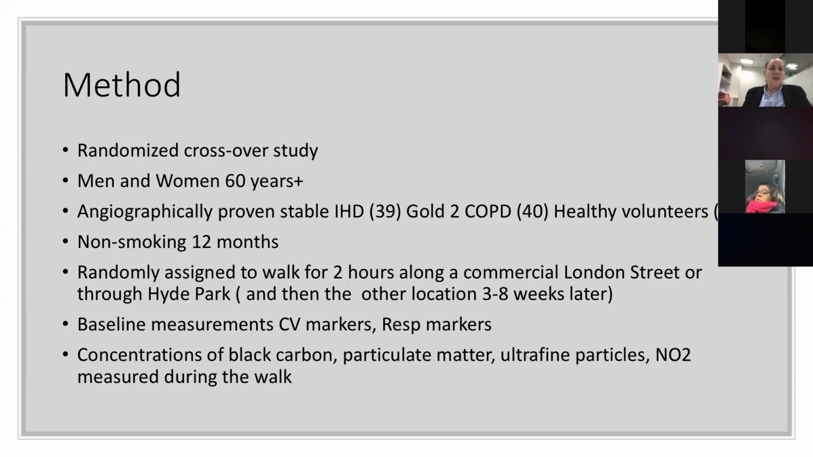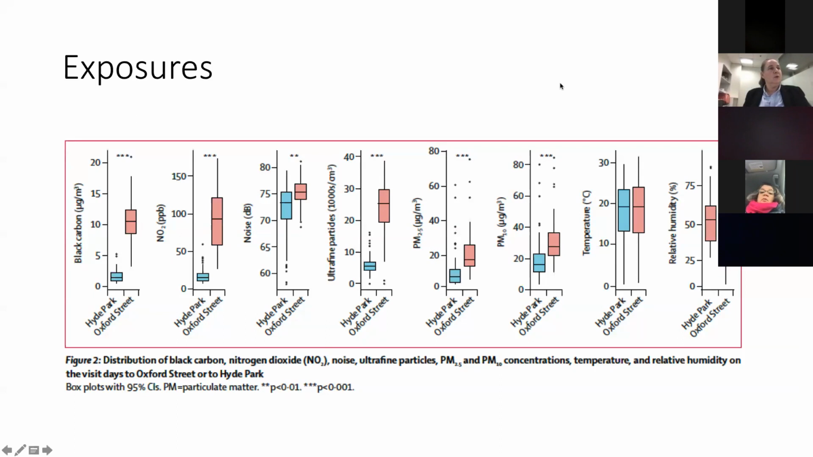So in terms of what the people were exposed to, this is a figure representing exposure to Hyde Park in blue, that's the green leafy walk, and Oxford Street in red, that's the high traffic with lots of diesel exposure. For various air pollution parameters, black carbon, nitrogen dioxide, noise, ultrafine particles, PM2.5, PM10, they've also put in temperature and humidity. And what you can see from these graphs is that those who walked in the heavy traffic area were exposed to way more black carbon, nitrogen dioxide, and all of the particulate matter than those that walked in Hyde Park. So we've got very objective exposure classification.